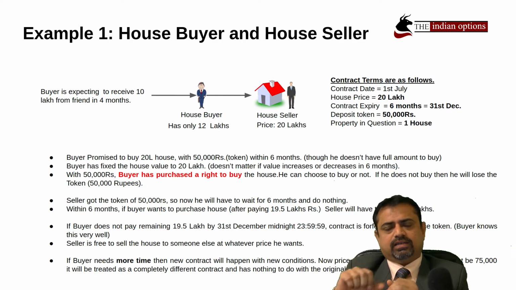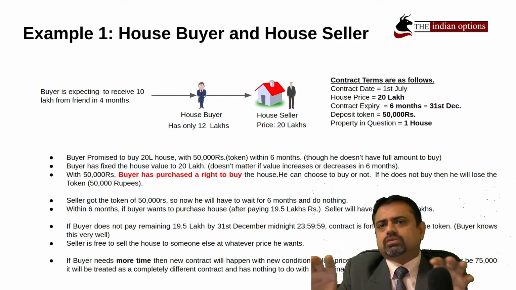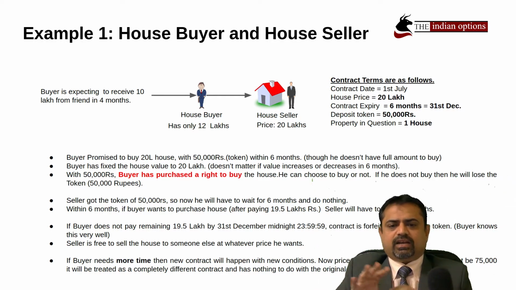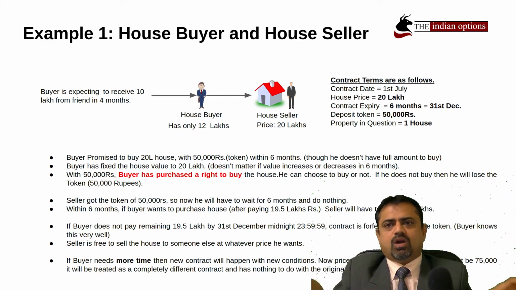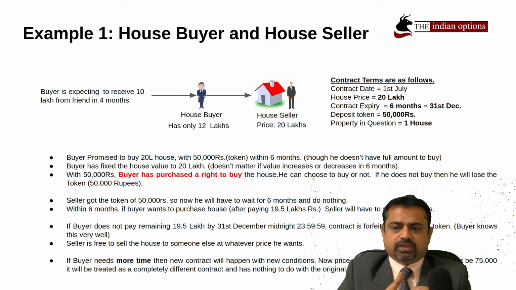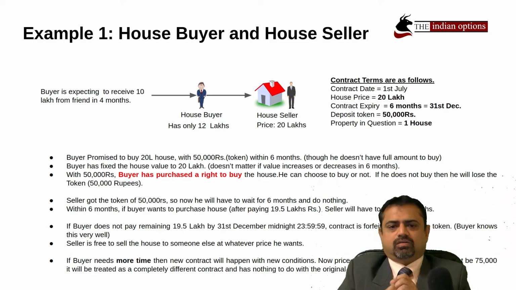So this is the contract. They do the official contract. And now once they do the contract, what has been established by it? In this contract some ground rules have been set. The buyer promised to buy the house at 20 lakh. He has given 50,000 token and he is going to wait for 6 months. He doesn't have the full amount right now, but he knows he'll get some money.